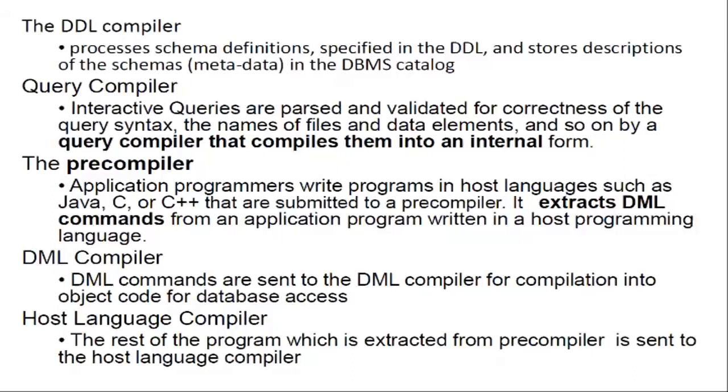Then the query compiler: interactive queries are parsed and validated. There are certain steps we use during the compilation process, that is parsing, validation, scanning, and so on. Then query processing and query optimization. There are different stages that we'll discuss elaborately in query optimization, where we have different steps and will go into more detail. The query compiler compiles them into an internal form, which means an object code form.